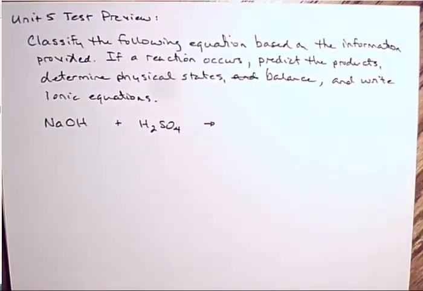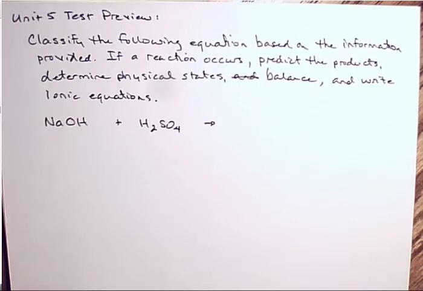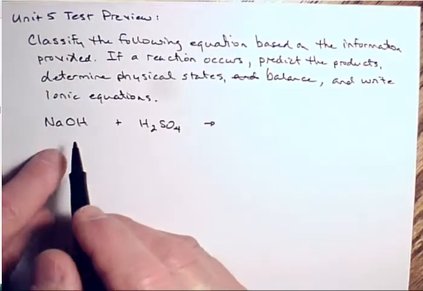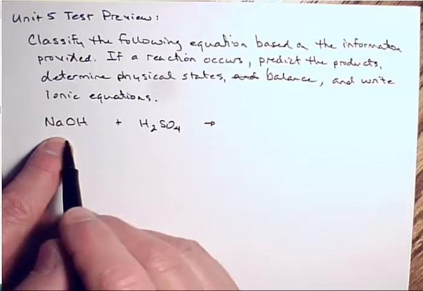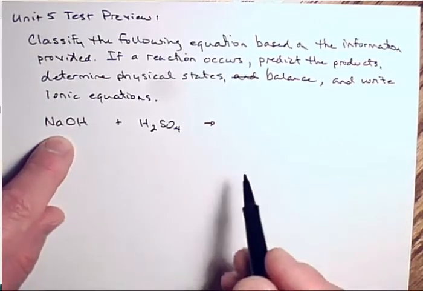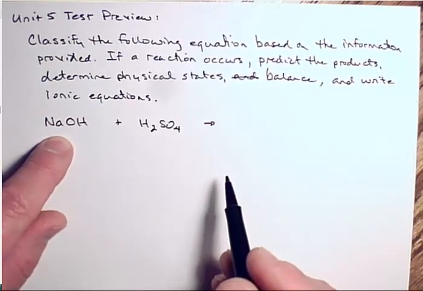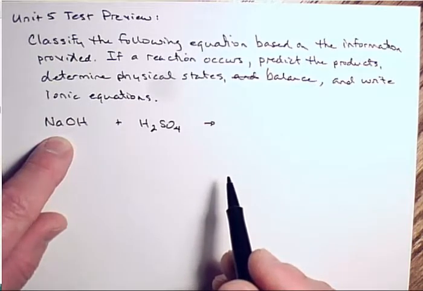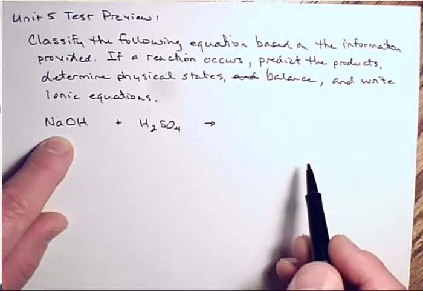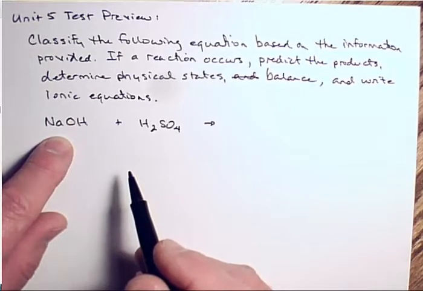Alright, so this problem says, classify the following equation based on the information provided. If a reaction occurs, predict the products, determine the physical states, balance, and write ionic equations. And so we need to figure out what classification, because that's going to help us then figure out what products. And there are only two kinds of equations for which you have to write ionic equations, and three kinds of equations for which you have to predict products.